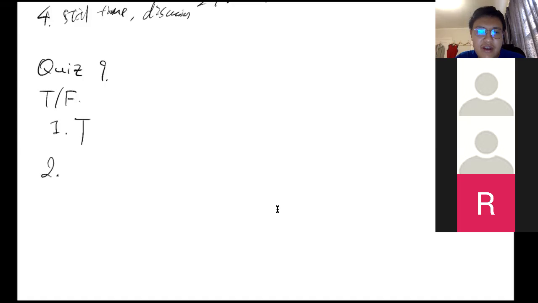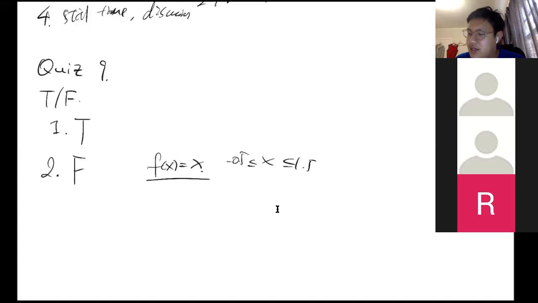The second problem, the answer is false. The question is that suppose f(x) is equal to x, where x is defined from negative 0.5 to positive 0.7, and 0 otherwise. Then f is a valid PDF. This is false because f(x) is equal to x, and x can be a negative number. If x is negative 0.5, f(x) is negative 0.5, but f(x) is a probability. It can't be negative. So that's false.